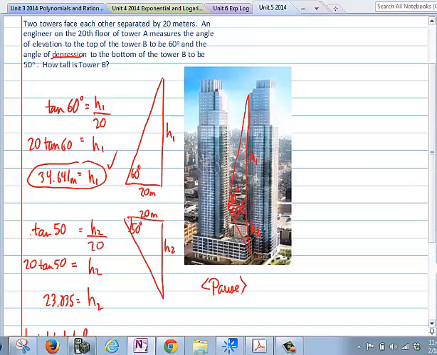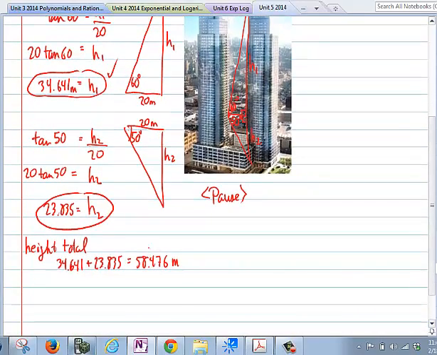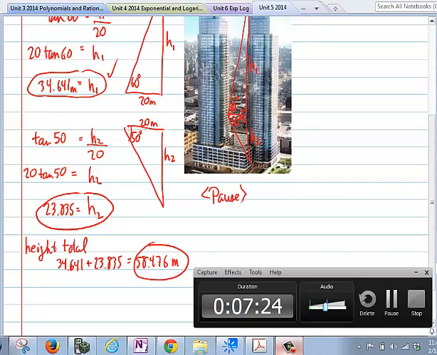And then for the second one, we use tangent of 50 because it's our lower triangle. And the opposite side is H2. And when we solve for H2, we get 23.8 meters. The final answer is 58.476 meters.